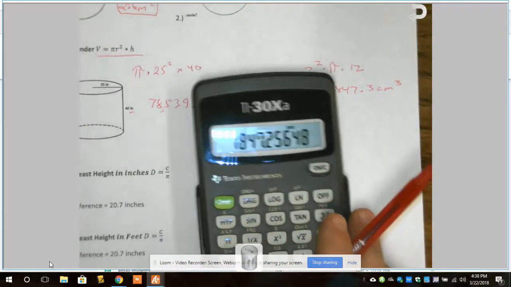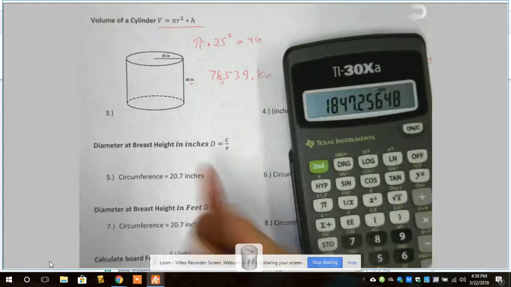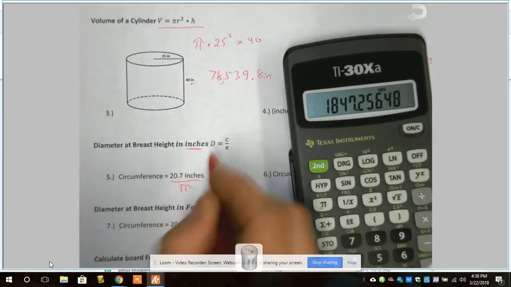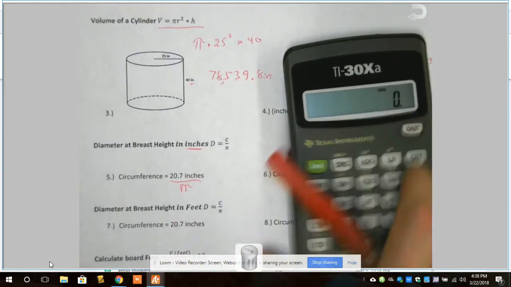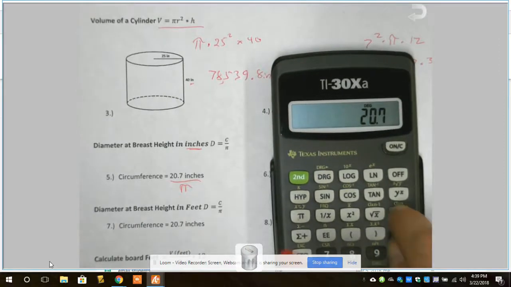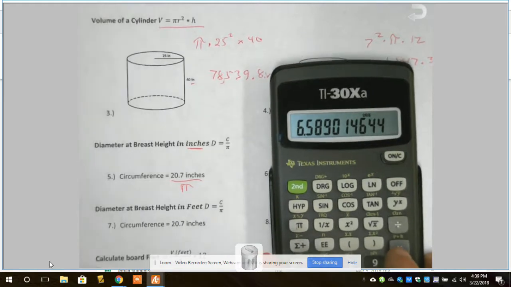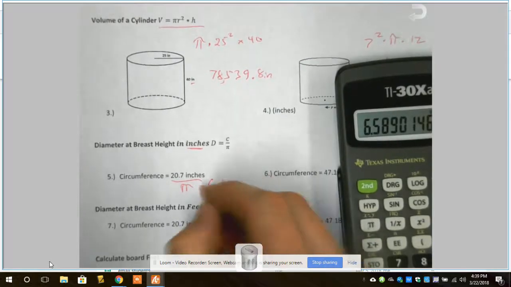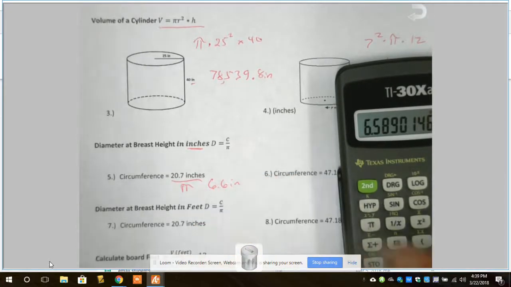These guys are pretty straightforward. Meaning the circumference, I'm just going to divide this by pi, because it tells me right here I want to find the height in inches. This is already in inches, so basically I just do 20.7 divided by pi equals 6.58, which is going to be 6.6 inches. Okay, so that's my answer there.